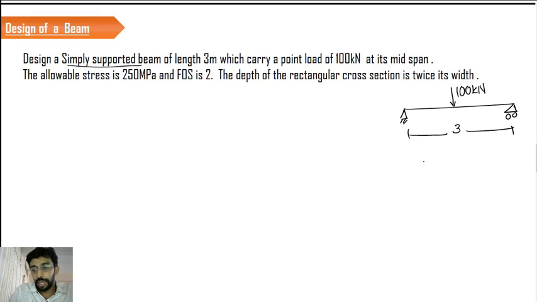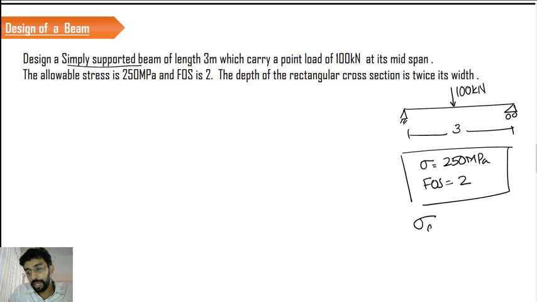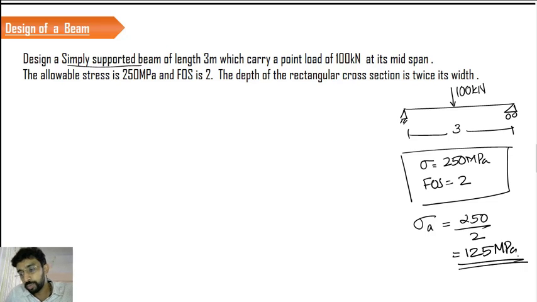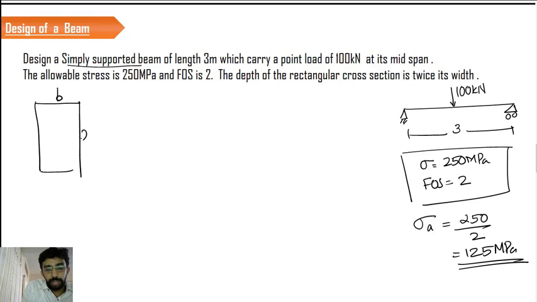And what they have given is the allowable stress, which is 250 megapascal, and the factor of safety is 2. So you have a factor of safety and stress. You have to find the allowable value as 250 divided by 2, which is nothing but 125 megapascal, and you have to use this 125 megapascal as the bending stress or the limiting value for the beam. And they have given that the rectangular cross section has depth equal to twice the width. So how will you design it?